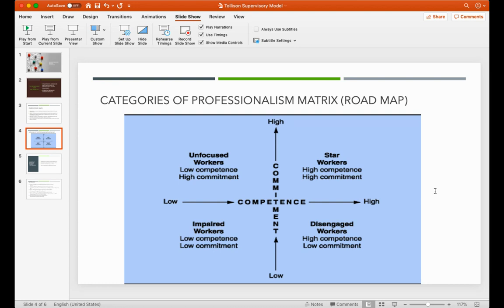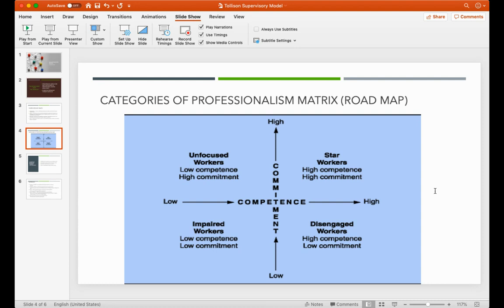Categories of professional matrix is the second part of the roadmap. This gives a visual for where a supervisee may fall during the assessment process. And you see in quadrant 1, star workers is the highest category because it's high in competence and commitment or motivation. Quadrant 2 is high in competence, but not high in commitment. Quadrant 3 is low in both areas, and quadrant 4 is high in competence and low in commitment.